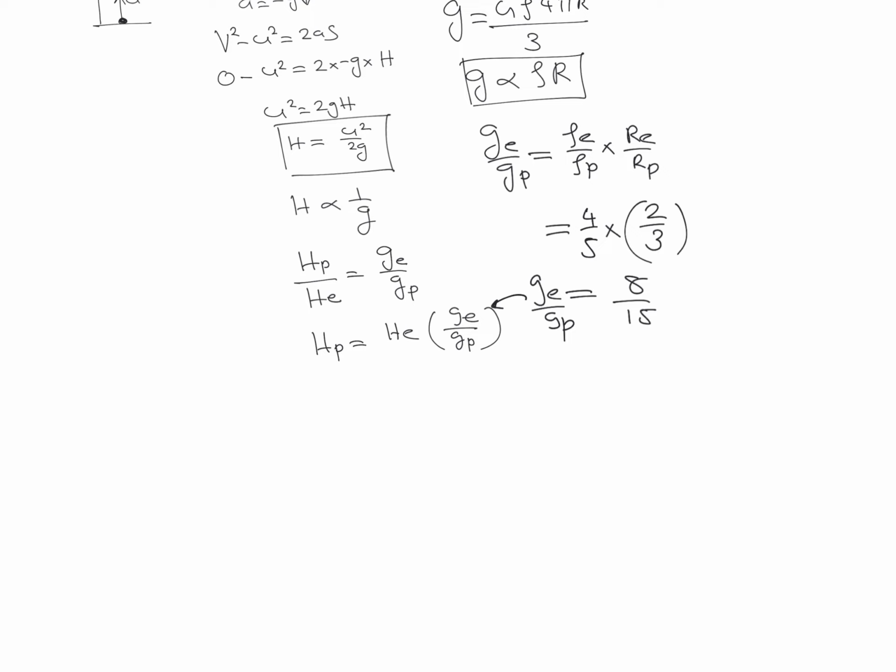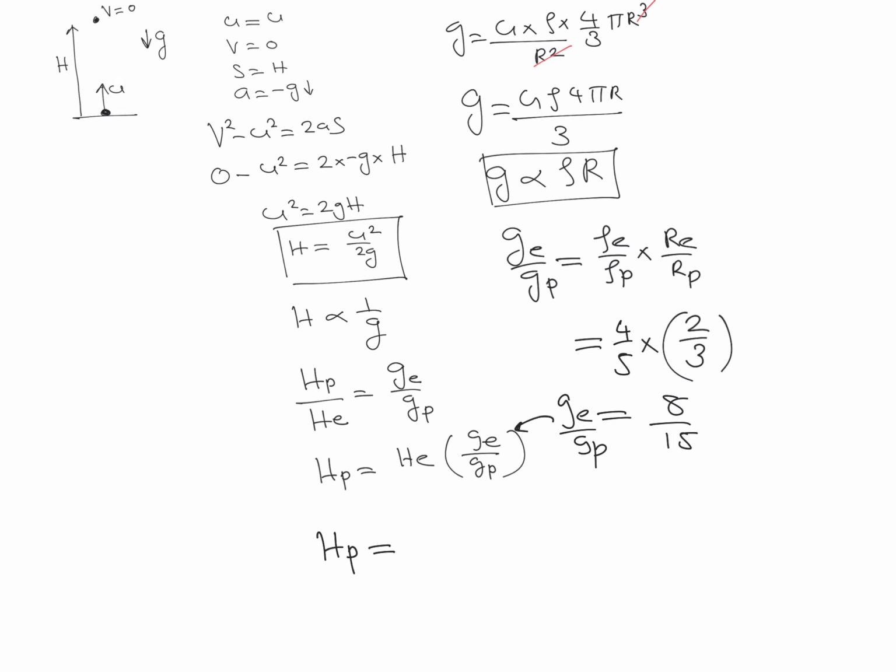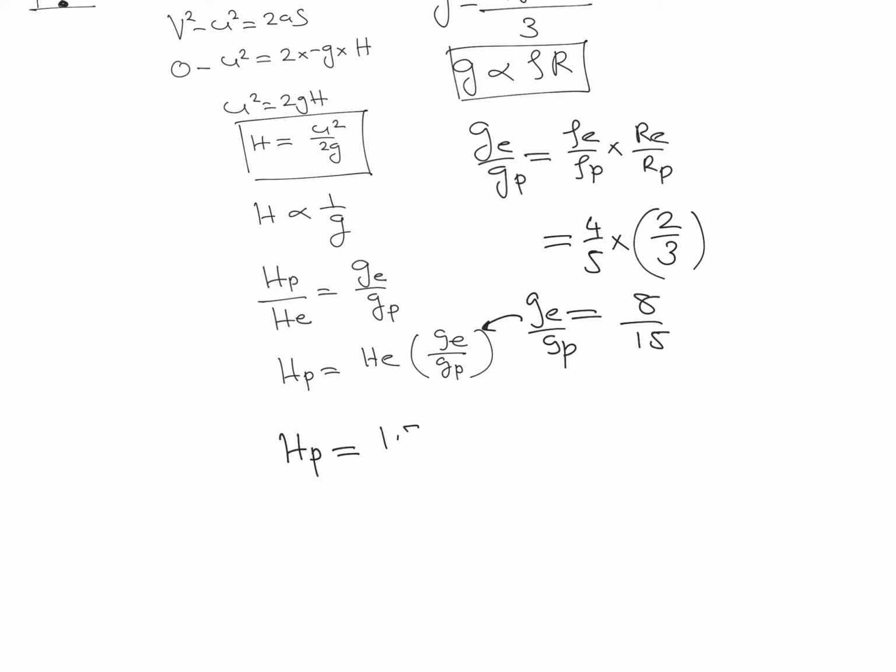Now we can put this value over here. So the height reached on that planet is equal to height reached on Earth, which is also given in the question as 1.5 meter. So we can write 1.5 meter into gE by gP, which is 8 divided by 15, which is equal to 0.1 into 8, which is equal to 0.8.